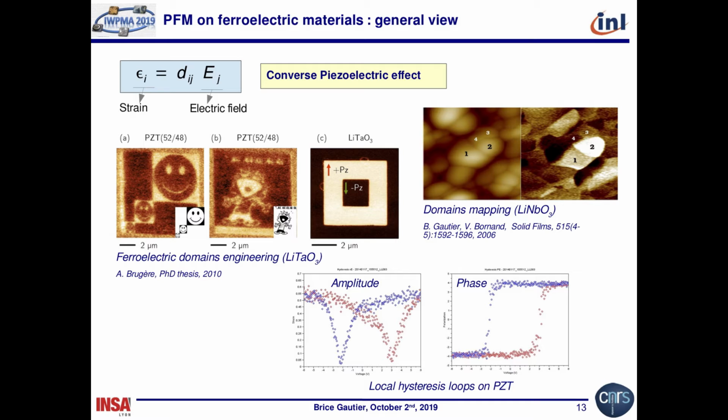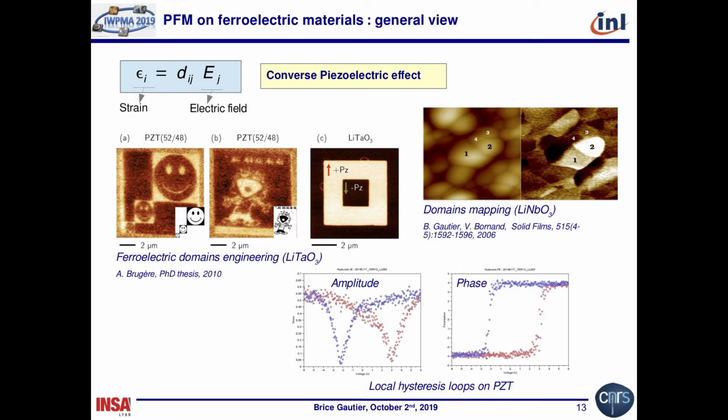Or you can choose to record the amplitude there. And if you record the amplitude, you have a different shape for the hysteresis loops, where the amplitude of vibration is null at the coercive field there and there. And you have exactly the same amplitude for both states of polarization. So here, this is a perfect hysteresis loop that I will describe again later.